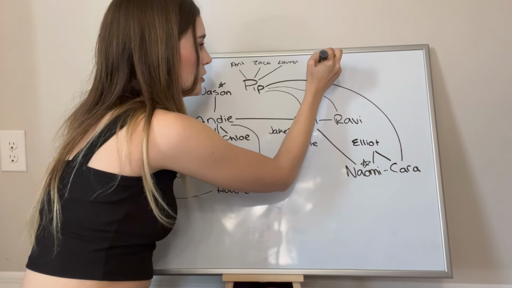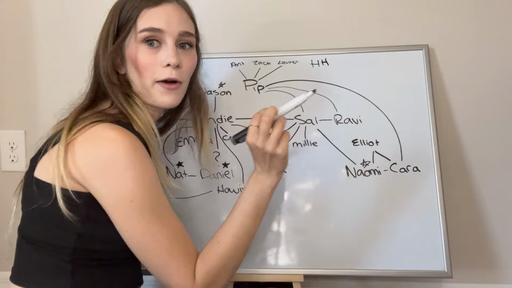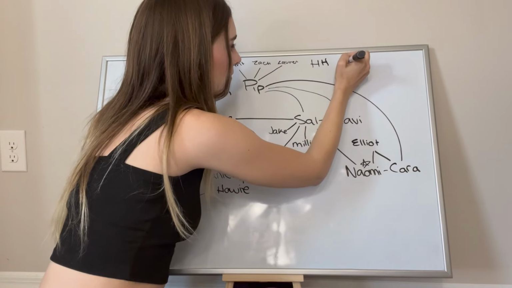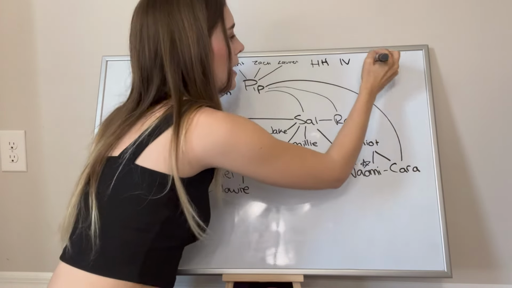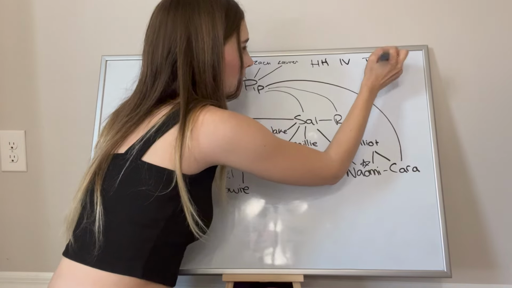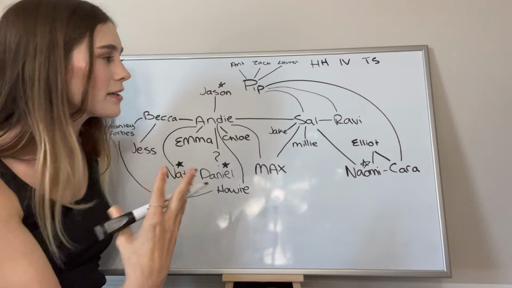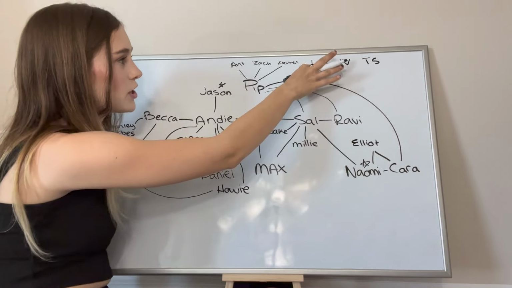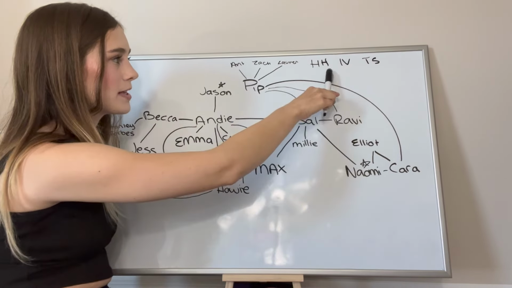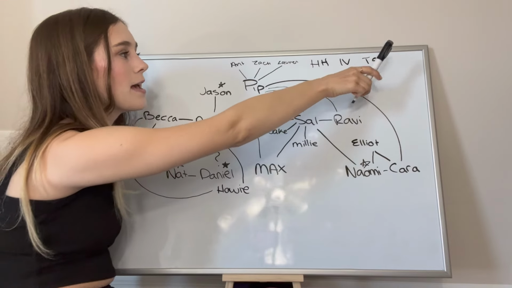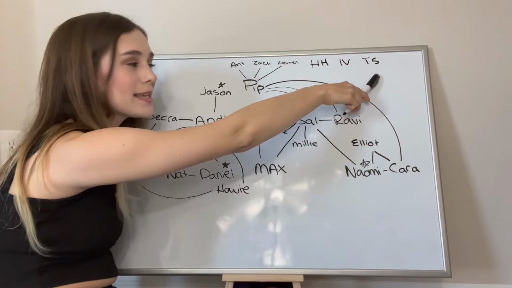There's HH, which they assume stands for Howie's house. There's IV, which they don't know what stands for yet, and then TS, which stands for the train station, which is the gas station that Howie does his drug dealing at. So what they think is that HH means she's going to Howie's house to buy drugs, and that TS means she's going to meet him at the gas station to buy drugs.